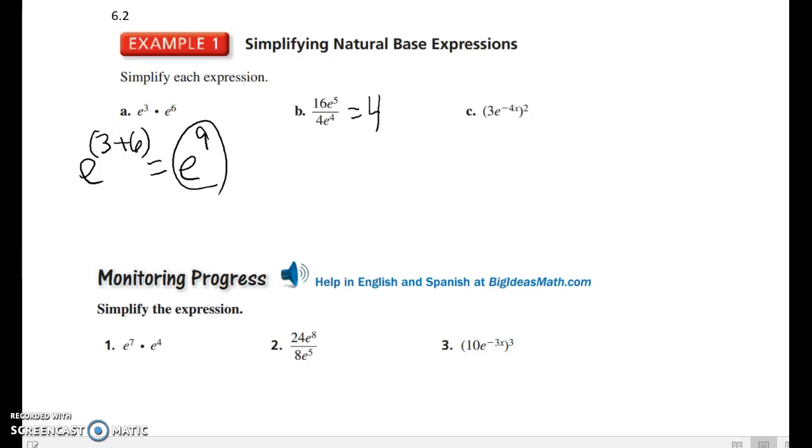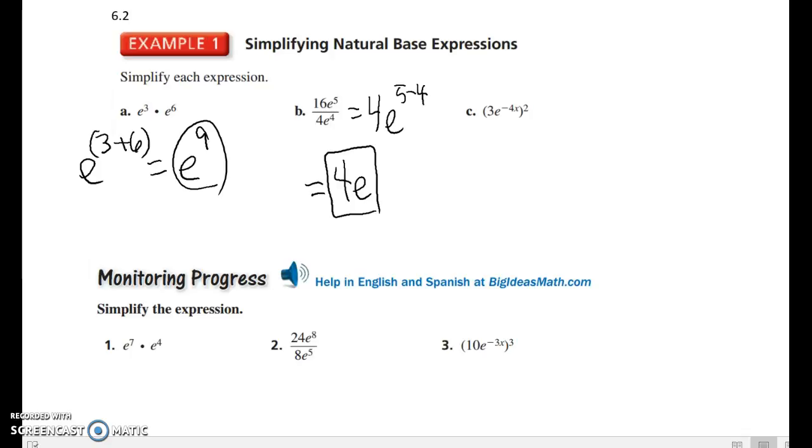For part B, we can simplify 16 divided by 4 and get 4. And then e to the fifth over e to the fourth is just e to the 5 minus 4. So my final answer would be what? Yeah, just 4e to the first power. And we don't need to write the 1.